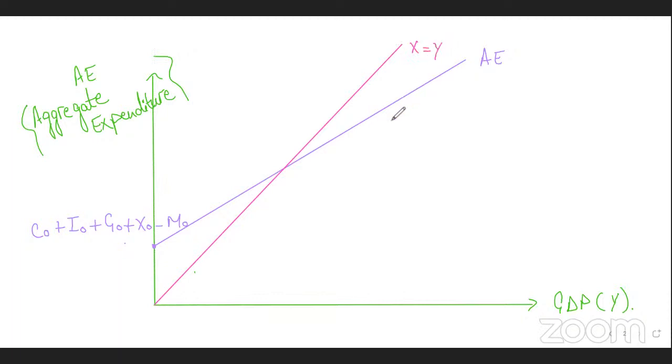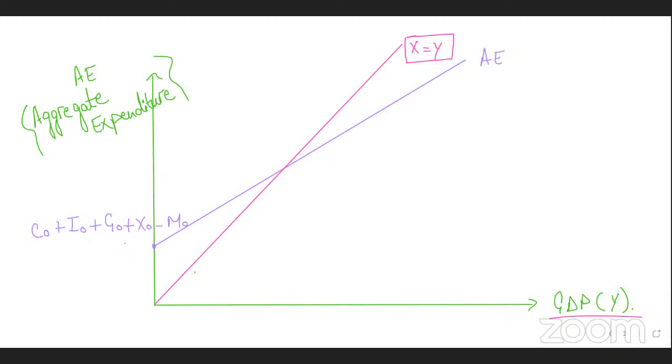I did tell you the significance of this x equals y line. It basically shows that on this line, this pink line, the y and the x variable values are the same. So whatever is the value of the GDP, the same would be the value of aggregate expenditure, and so on, right?